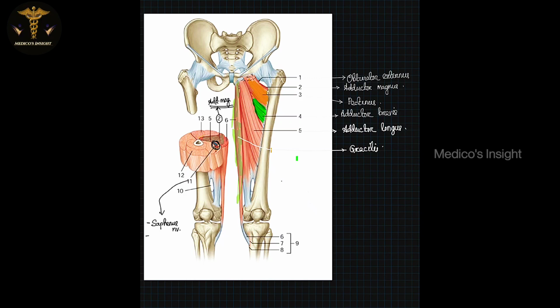There is the saphenous nerve and the femoral artery and femoral vein. So after crossing the adductor hiatus, or adductor canal, or Hunter's canal, the femoral artery becomes the popliteal artery, which gives various branches, that is 5 branches, the superior and inferior genicular branches, and the continuation of the popliteal artery.